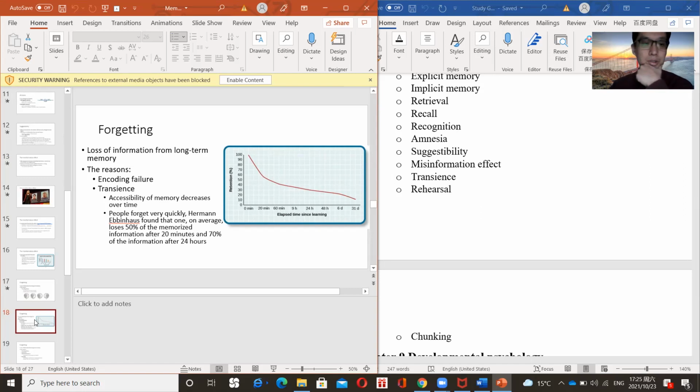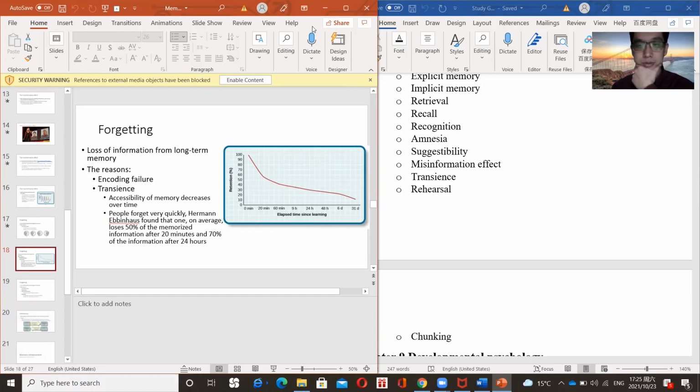That's a finding by Ebbinghaus. In 20 minutes, 50% of the memory has been lost. We cannot recall 50% of the memory after 20 minutes. After 24 hours, 70% of the memory has been lost. That is the power of transience.